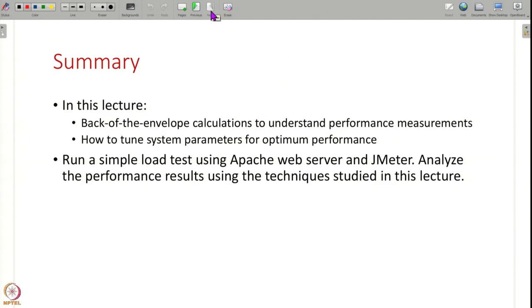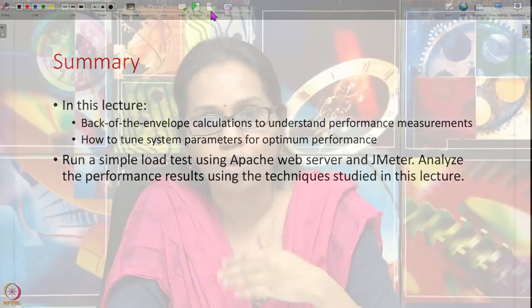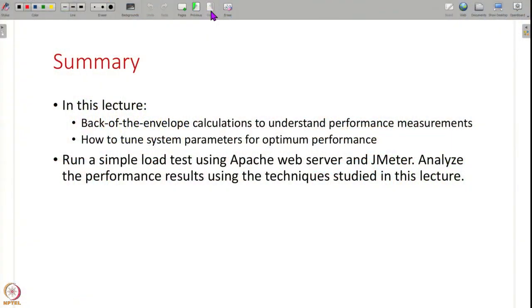So, this is all I have for this lecture. In this lecture, I have told you quite a few ways of doing back of the envelope simple calculations, estimates to understand your performance measurements to see if they make sense or not, and some simple ways to tune some system parameters like threads in a thread pool, buffer sizes, queue sizes in order to optimize your system performance, right. So, as a practical exercise, if you have tried out running a load test with Apache JMeter and a web server, you should use some of the techniques we have studied in this lecture, for example, to make sense of the performance measurements that you have seen.